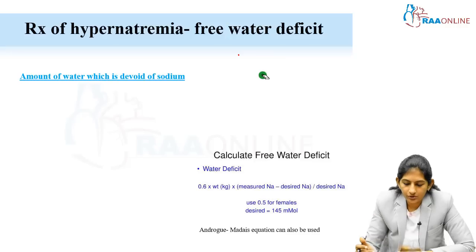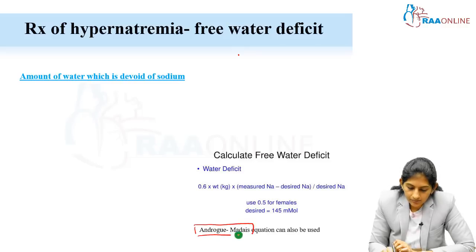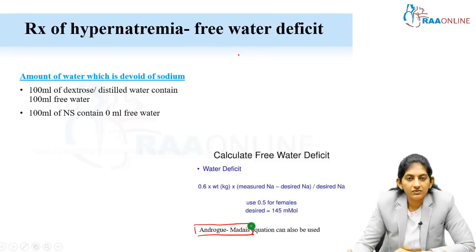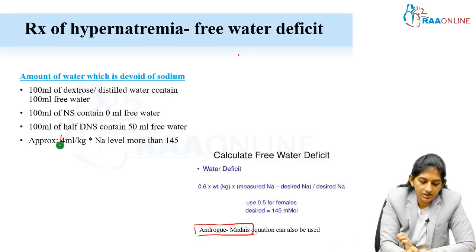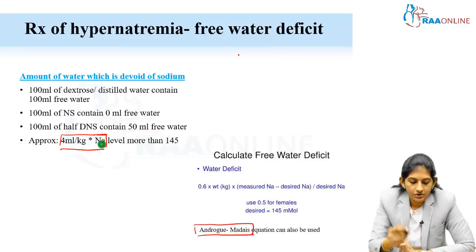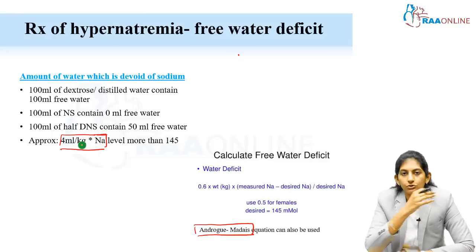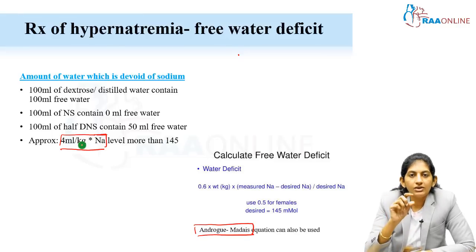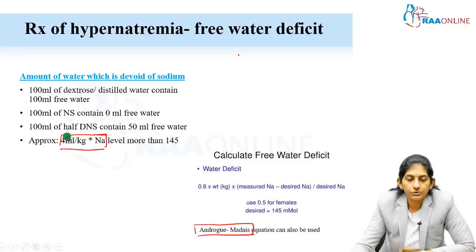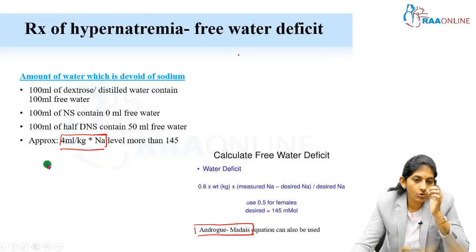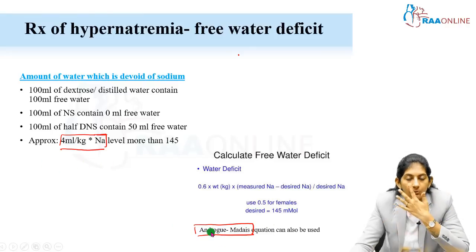And how do you calculate the free water deficit? One way is you can calculate through the Adrogue-Madias equation. Clinically, we use a very simple formula: 4 ml per kg into the sodium level above 145. So 4 into the weight of the baby into the sodium above 145, meaning if it is 160 then into 15, if it is 170 into 25. That is the formula that we use practically, and more or less when you use the 4 ml per kg formula and the Adrogue-Madias equation, you will get the same quantity. So we use this because it is easier.